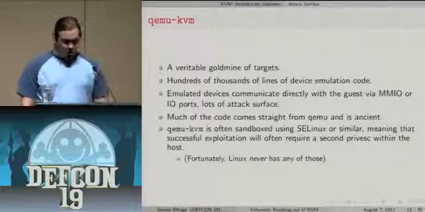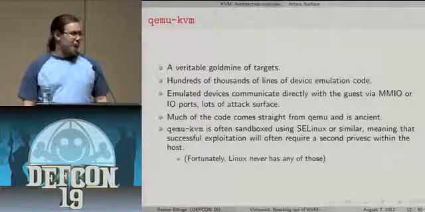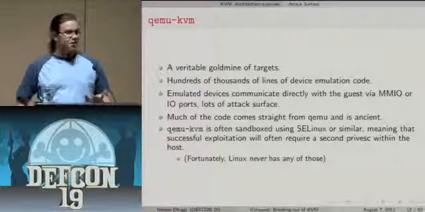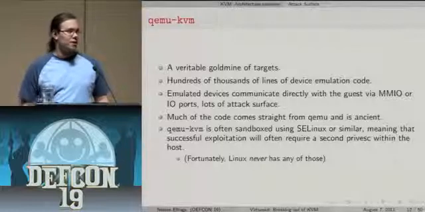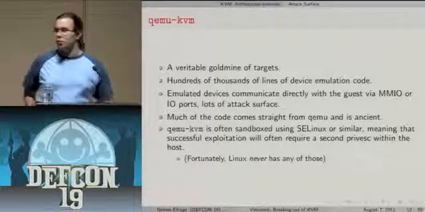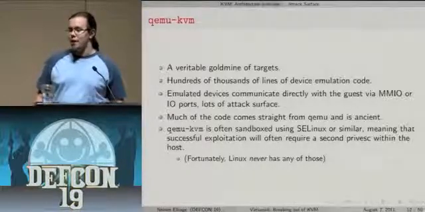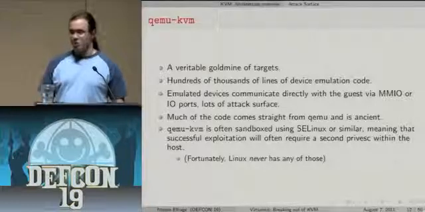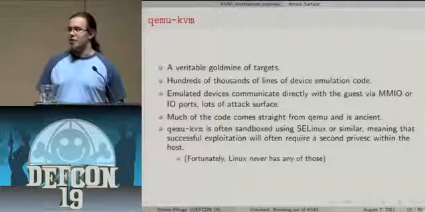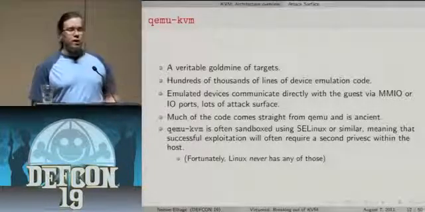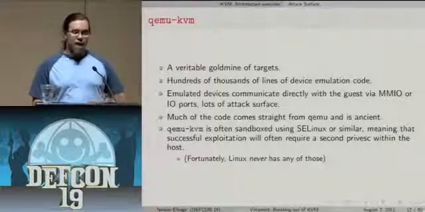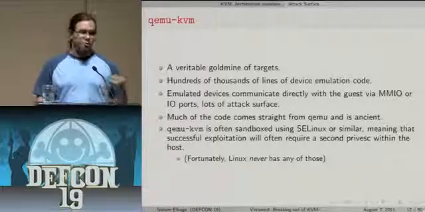The one unfortunate thing about this as attackers is that it is often sandboxed using SELinux or AppArmor or some other technology. And so if we do successfully break out from KVM into QEMU-KVM and get code execution in that process, we'll probably need another privilege escalation attack to get full privileges on the host. Fortunately, we're all running Linux, which, as any Slashdot reader knows, has no bugs whatsoever, so we should be safe.